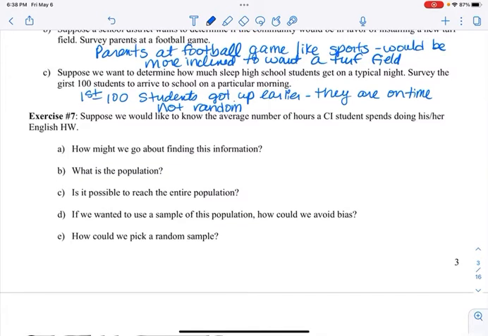Suppose we would like to know the average number of hours a student spends doing his or her English homework. How might we go about finding this information? Well, I think the easiest way to do that, you wouldn't want to observe how much time people spend doing their homework because they potentially would be doing their homework at home and then you're not observing them in their home. So the best way to do this would be a survey, okay, and go to the English classes.